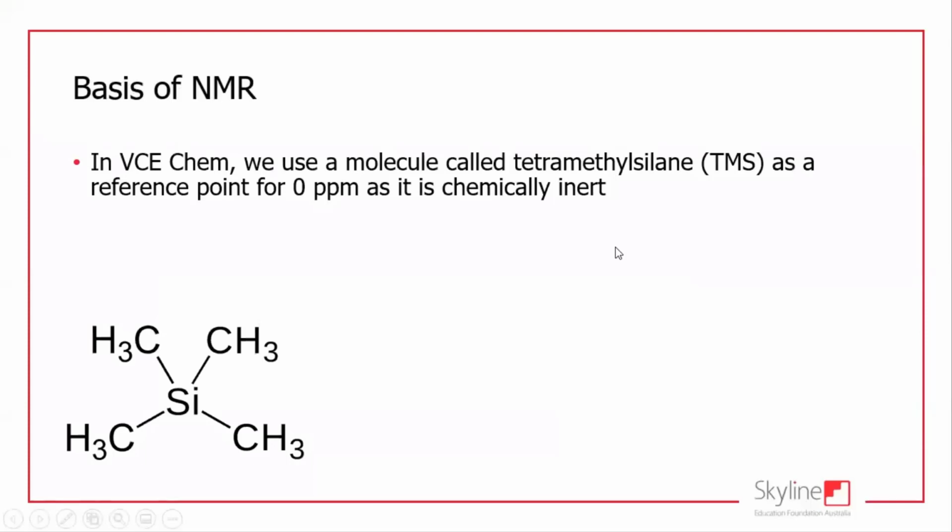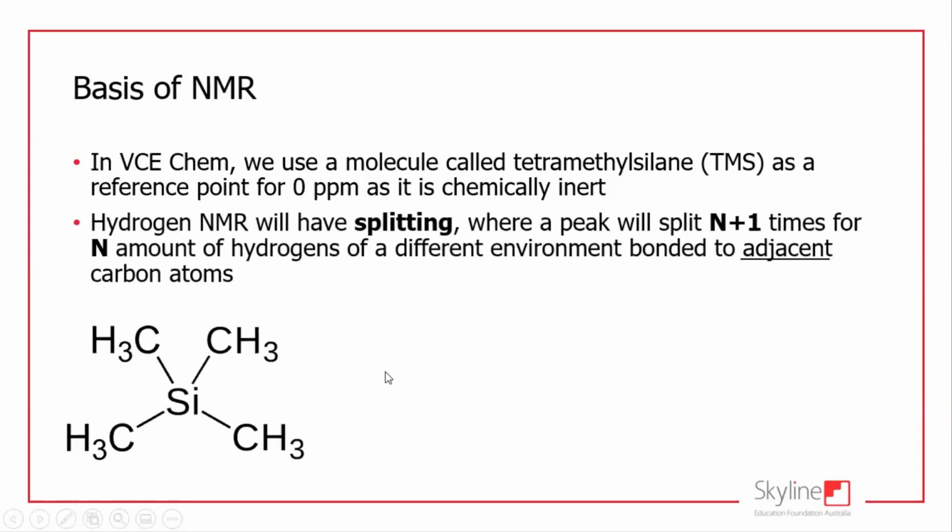Okay, NMR. We use this thing called tetramethylsilane. Whenever you see that, it just means 0 parts per million. It's just used as a reference point. Hydrogen NMR will have splitting, so the peaks of the hydrogen NMR will split n+1 times, where n is the amount of hydrogens in a different environment bonded to adjacent carbon atoms. All that's saying is if you have 7 splits in the peak, therefore there are 6 hydrogens, different from the one we're looking at, connected to the carbon atom bonded to the carbon atom that the hydrogen we're looking at is bonded to. Bit complex, again, something to go over.